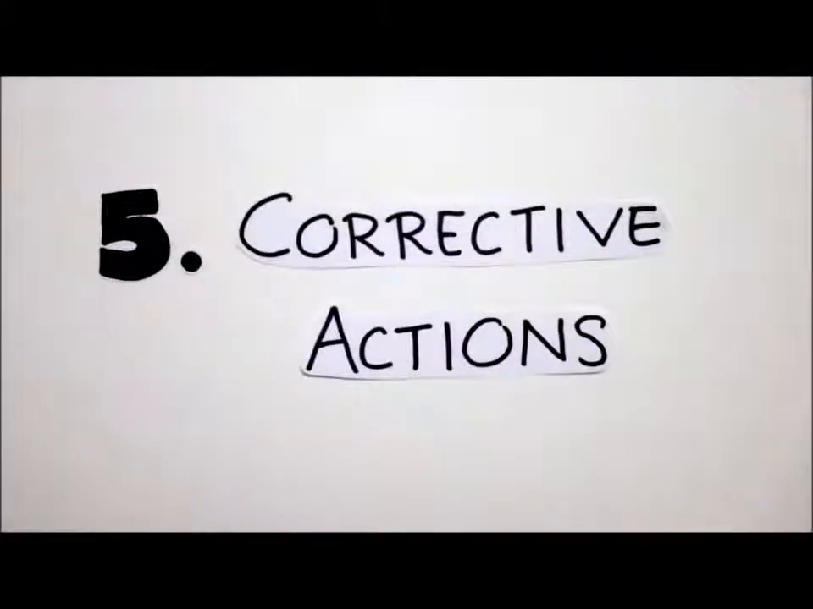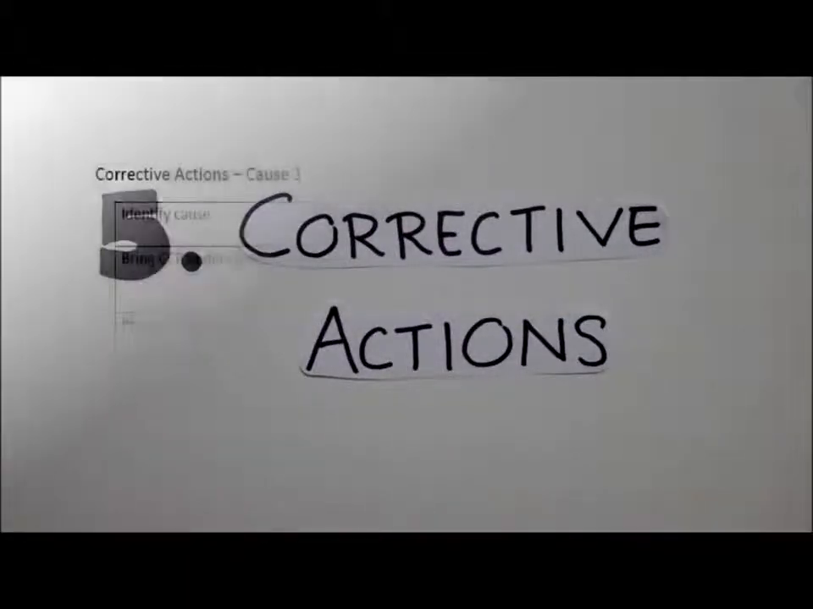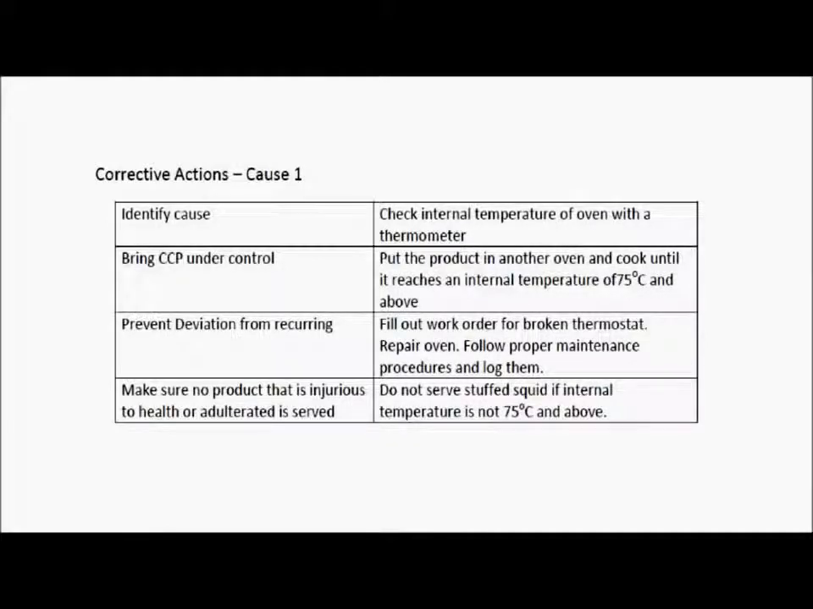The 5th principle is taking corrective actions when a critical limit has not been met. When a critical limit has not been met, it is called a deviation. This table shows what is being done when a deviation has been identified. The deviation has to be first identified, and then it needs to be brought under control. Steps will then be taken to prevent deviations from occurring again. Finally, it has to be ensured that no product that is injurious to health or adulterated is served.